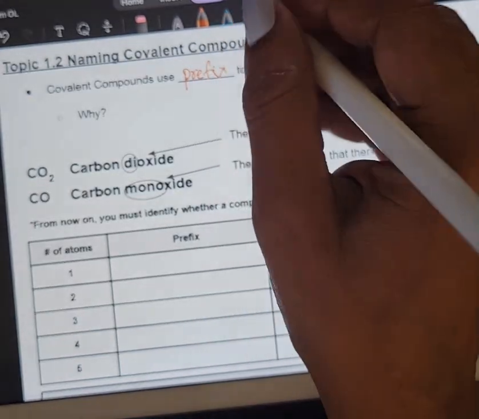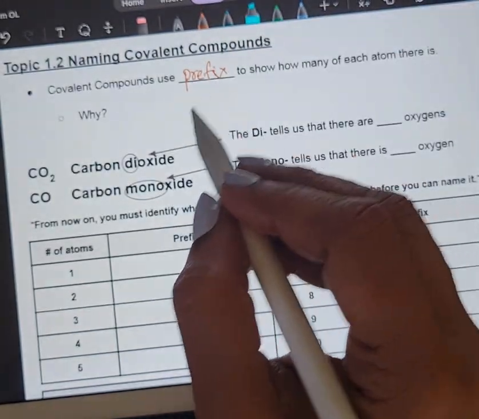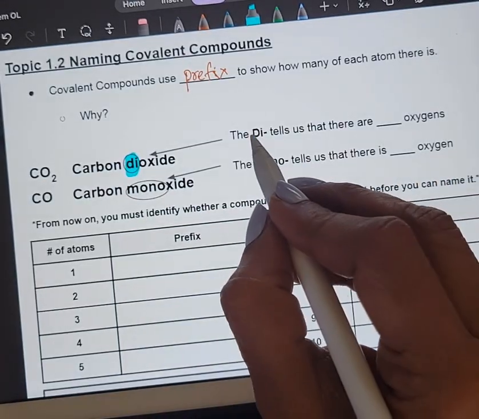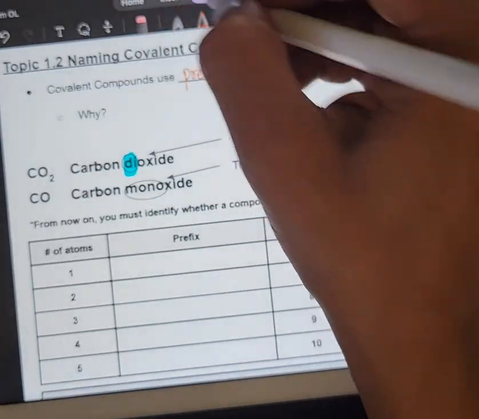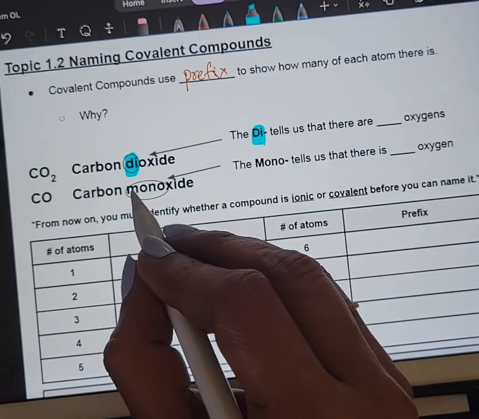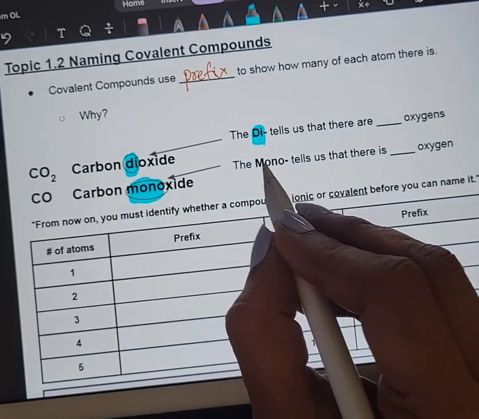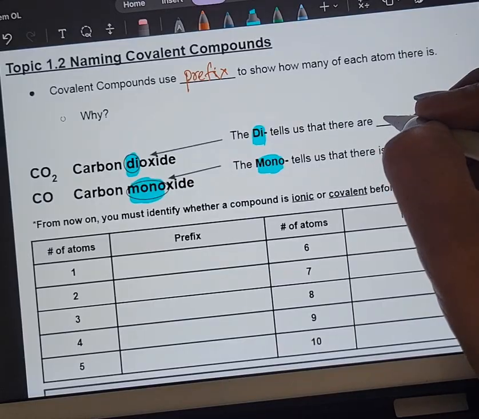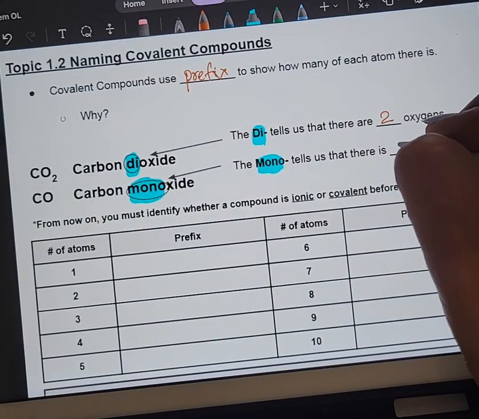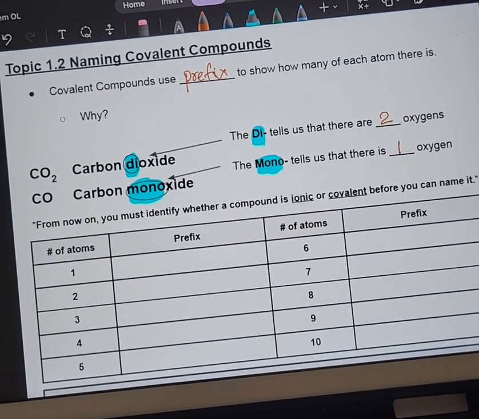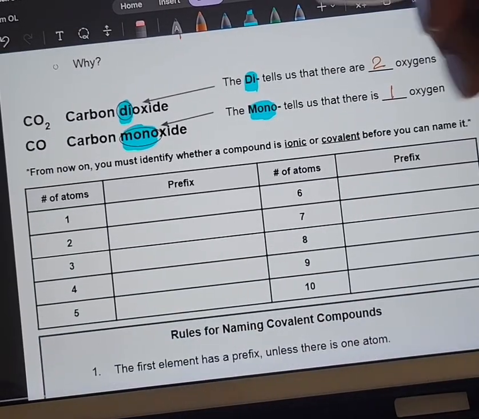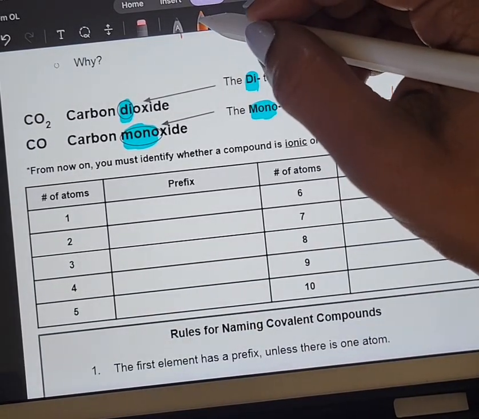The prefixes you are going to see is this one. It says carbon and there is dioxide. That di means it is how many oxygen there? 2 oxygen. And mono means how many oxygen? 1. So di means 2, mono means 1. And I'm going to give you the prefixes. Try to memorize it. It is not that bad, okay?